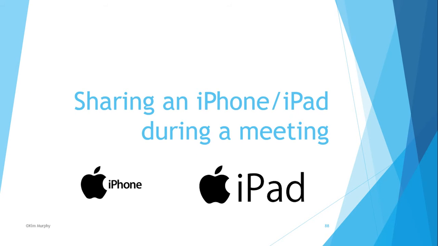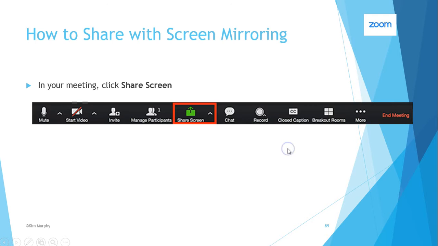Hi guys, welcome back. In this session we're going to have a look at how to share your iPhone, your iPad during a meeting, and also have a look at sharing the whiteboard, okay? Now, a lot of people ask me, can you share your Android? At the minute you can't. It's only just the iPhone and the iPad, but it's quite good and it's very, very easy to do. So we'll just have a wee look at it now.